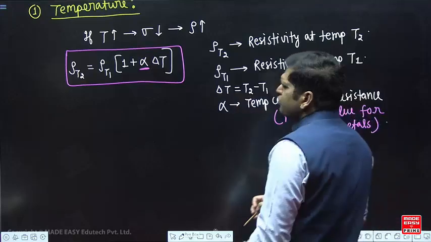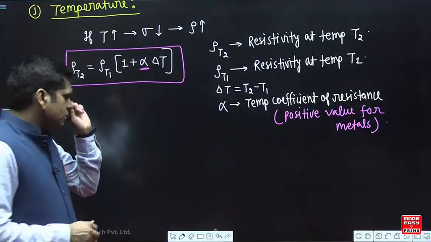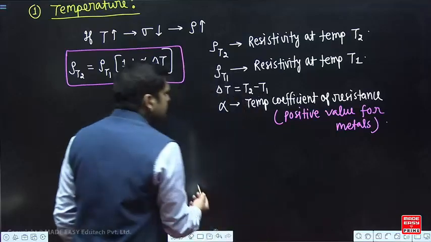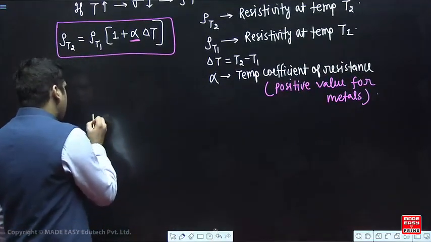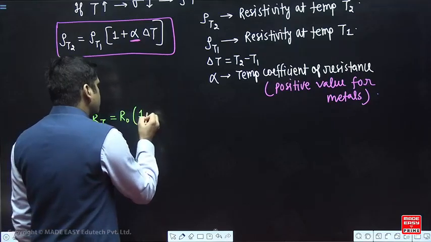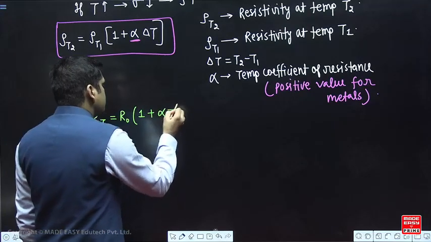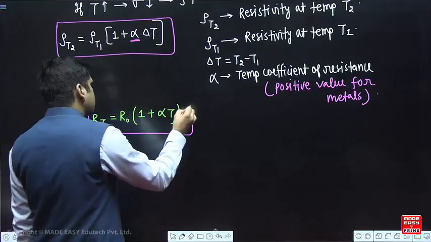This relation is useless for us. I am just telling you this relation, but it is not useful. The useful relation is in terms of resistance, so you have to remember that relation: RT is equal to R naught times 1 plus alpha into T. This is the relation which is useful. You have to memorize this relation.